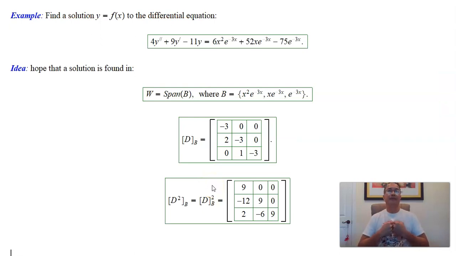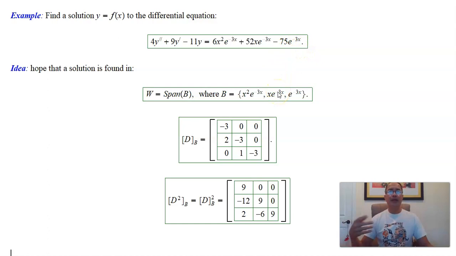So for our final example, chapter 5, let's put together the matrices that we did in the last couple of sections. We are going to find a solution y equals f of x to the differential equation 4y double prime plus 9y prime minus 11y must be 6x squared e to the minus 3x plus 52x e to the minus 3x minus 75 e to the minus 3x. Of course, that right side is very special. It's from the function space that we created from these 3 functions.